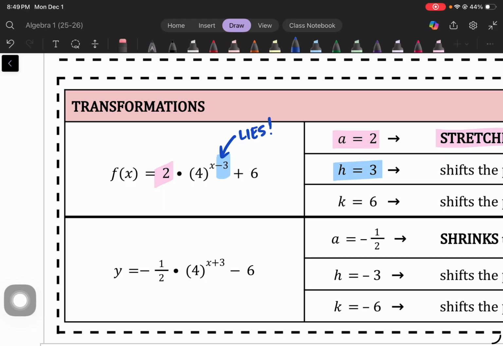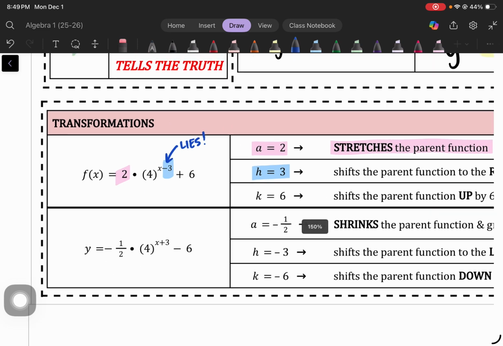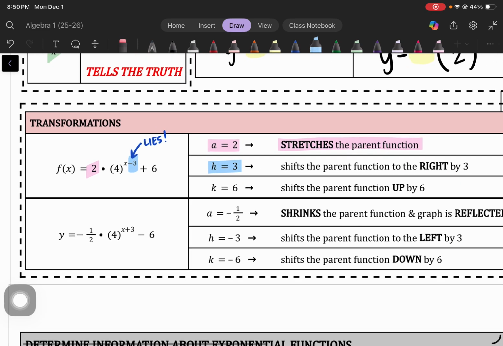So when I see a -3, that really tells me that I have a +3. That means we shift the parent function to the right by 3. We move it 3 times to the right. And then K tells the truth. When you see a +6, positive means up. We're going to move in a positive direction.